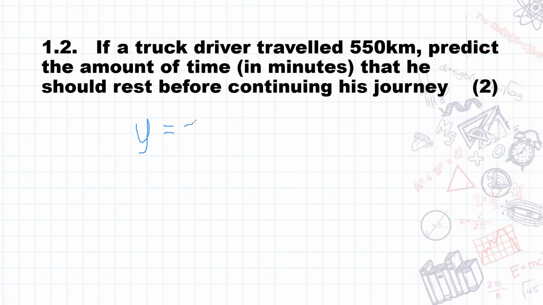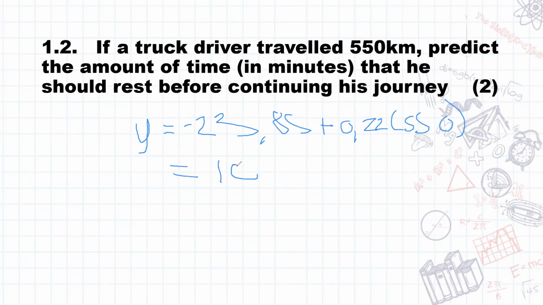So we just say negative 23,85 plus 0,22 times 550. And if we just plug that straight into the normal part of our calculator, we get an answer of 102,65, right? The alternative is actually to do it on our calculator.